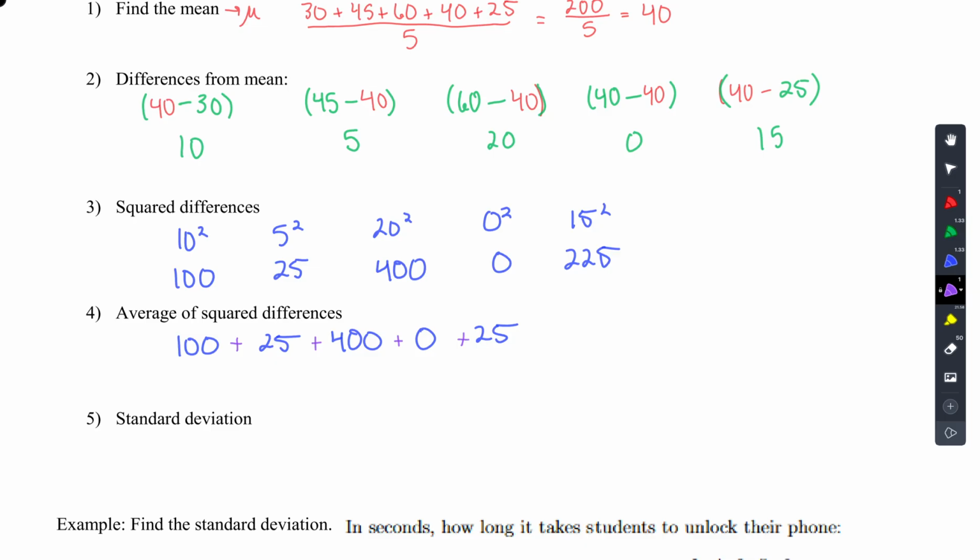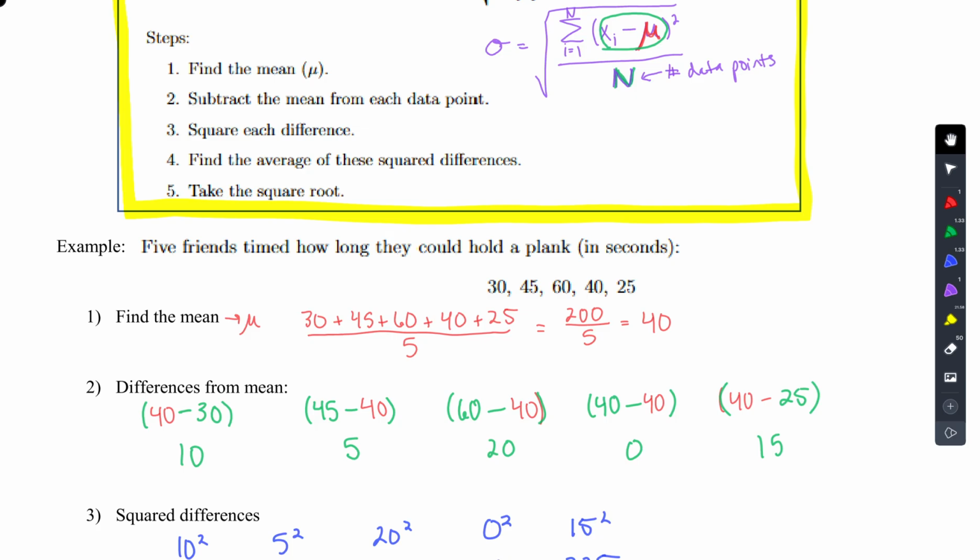Okay, 225. And 225. Thank you. Oh my gosh, that would have been so annoying if I didn't write that. That would have been so bad. Okay, and divide by 5 because there's 5 numbers. So I'm adding them all up and dividing by that n. So that's what I did in the blue part. I'm adding them all up, dividing by the n.